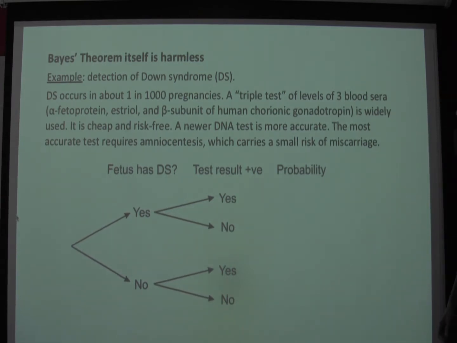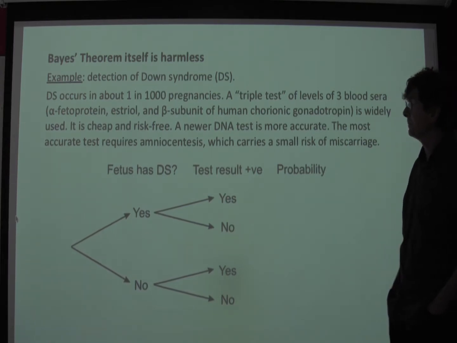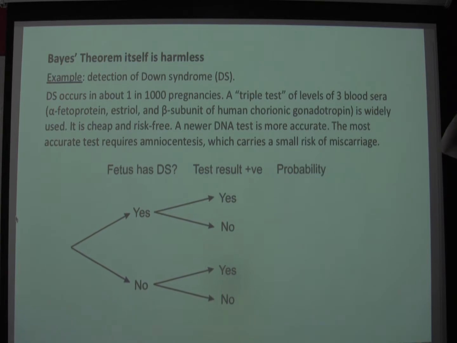So it's called Bayesian statistics. The original idea came from the Reverend Bayes. And I want to show you a little bit about where the idea comes from. It comes from applying Bayes' theorem, which by itself is totally harmless.